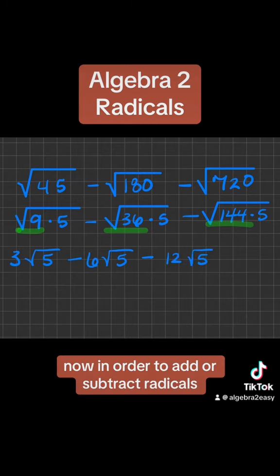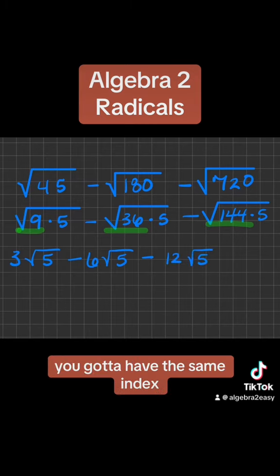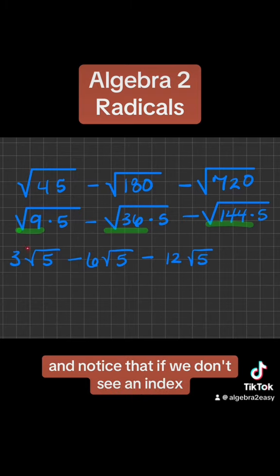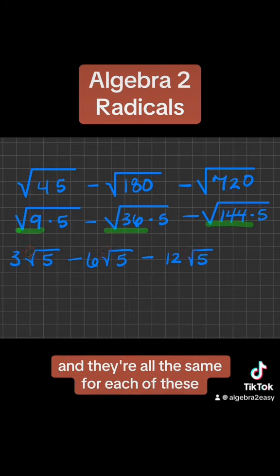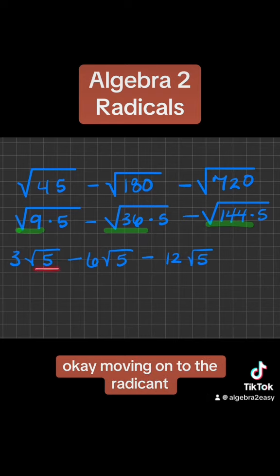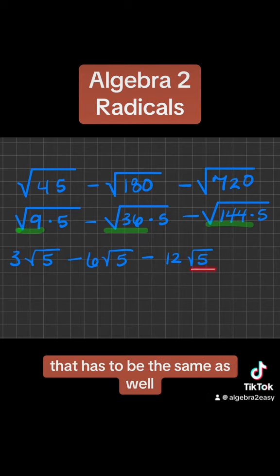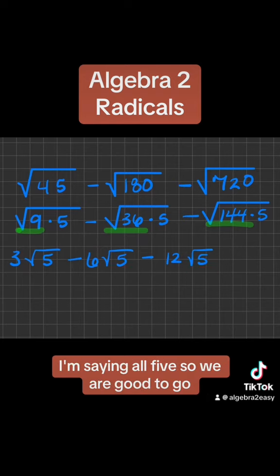Now, in order to add or subtract radicals, you've got to have the same index. And notice that if we don't see an index, it's understood to be 2. And they're all the same for each of these, okay? Moving on to the radicand, that has to be the same as well. I'm seeing all 5s, so we are good to go.